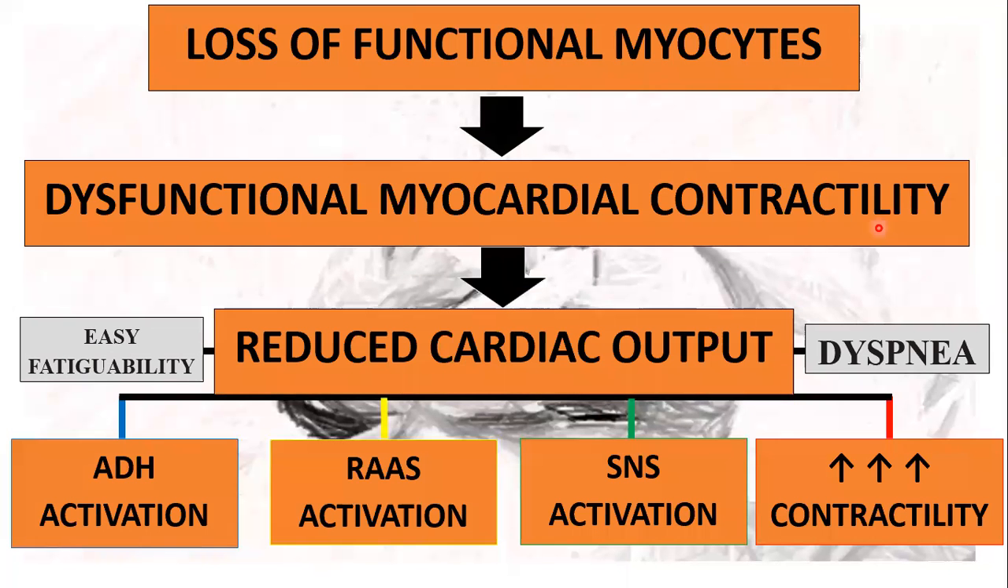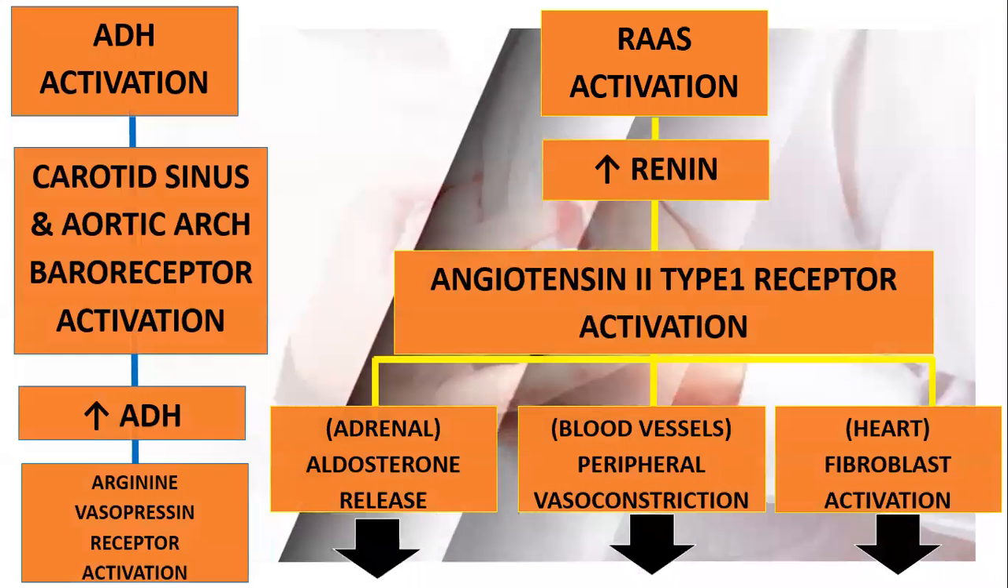From there would be loss of functional myocytes, and that would lead to dysfunctional myocardial contractility, thus reducing the cardiac output. And this would be manifested in our patient as dyspnea or difficulty of breathing and easy fatigability. And this now would trigger events: ADH activation, RAS activation, sympathetic nervous system activation, and increased myocardial contractility. Let's go first with antidiuretic hormone activation.